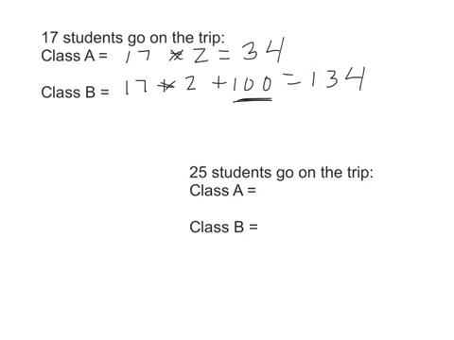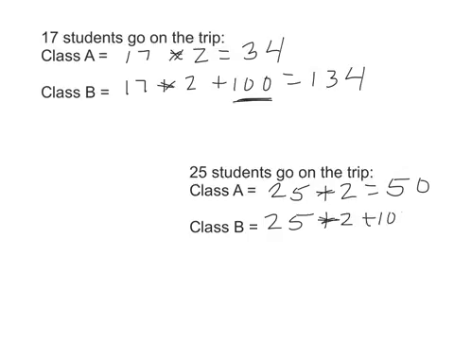Now that you've completed the work, the first one here we have is 25 times 2 for the cost of the tickets, which equals 50 for Class A, so it cost them $50. And for Class B, it's 25 times 2 plus 100, which is going to equal $150. So the corresponding difference there is that $100 difference between Class A and Class B because of the tour guide. Let's take a look at one more example.